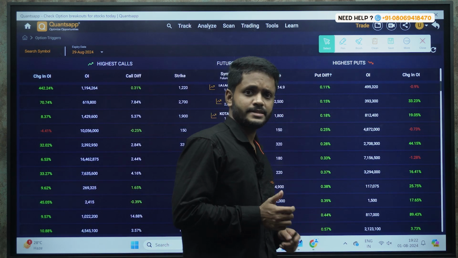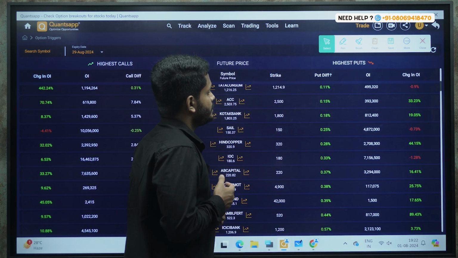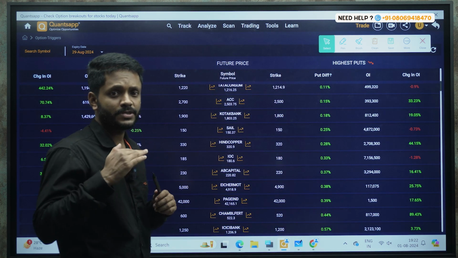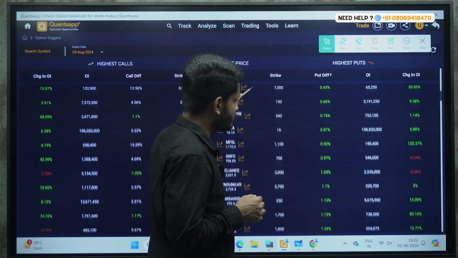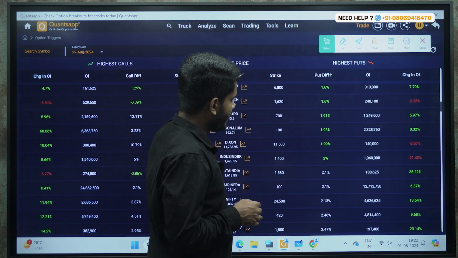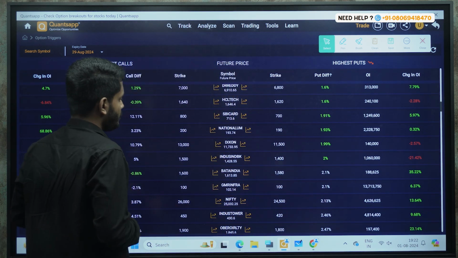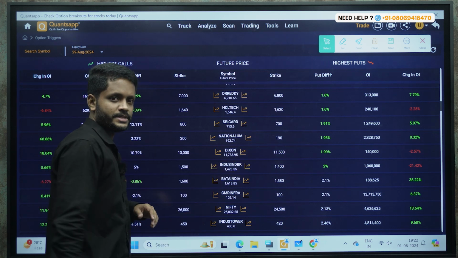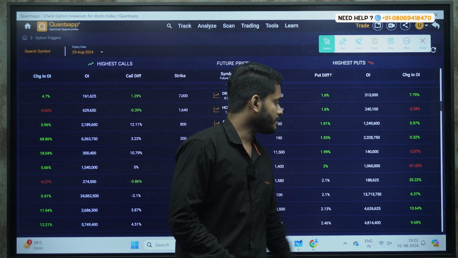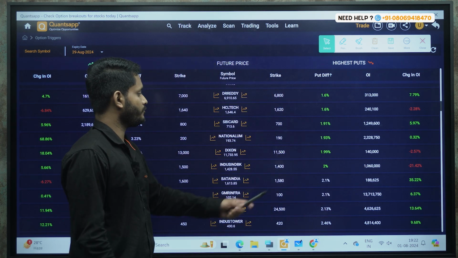The game changer again is the change in OI. If the change in OI is negative, that means the support level is getting weaker. Put writers are unwinding their positions and there is a possibility that the stock might break down. Now if you see here, the put difference is a little bit large, say the stock is still far away from its support level, but still 21% contracts have started unwinding at 1400 levels.